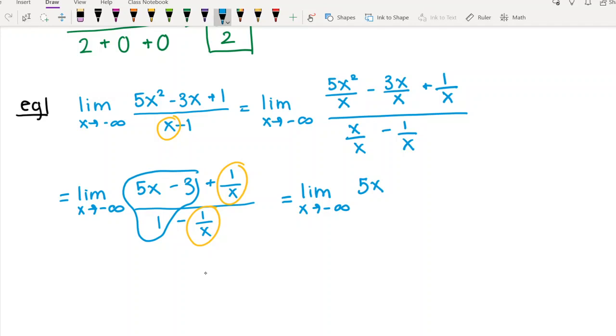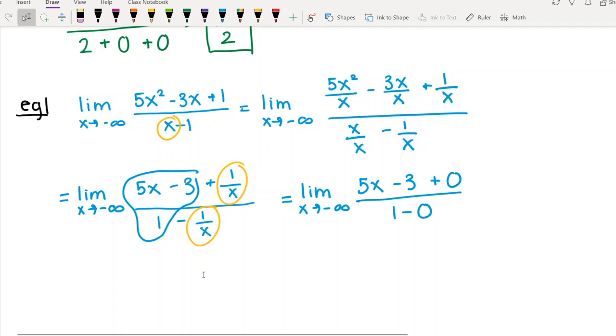But basically what are we doing? We're going in and taking the limit of each part individually. And if we can take the limit of each part individually, that means I can also decide to take the limits of the parts that are circled while waiting to take the limit of the other part. So now we're left with the limit as x approaches negative infinity of 5x minus 3 plus 0 over 1 minus 0. And so that's the same as the limit as x approaches negative infinity of 5x minus 3.